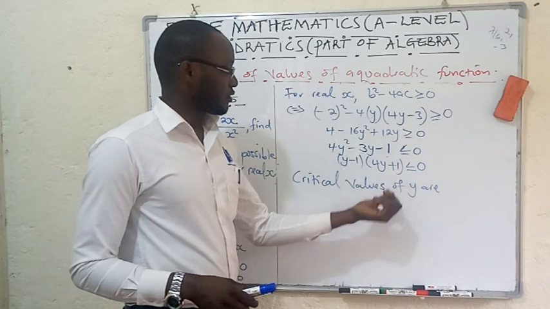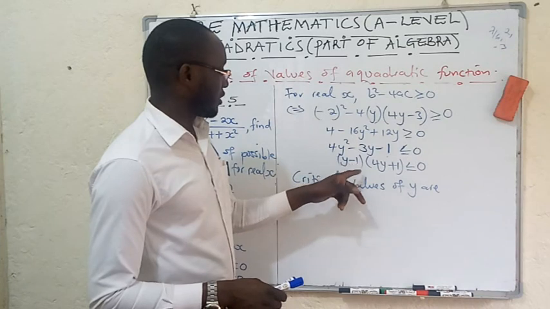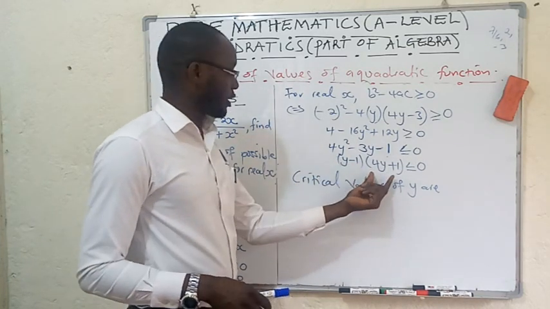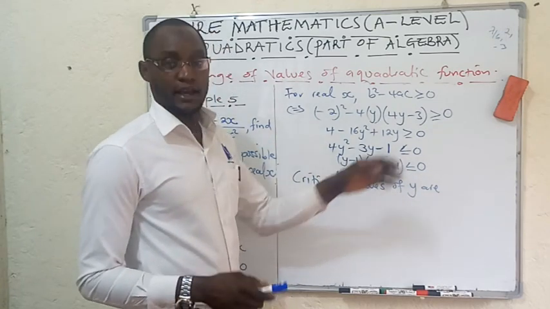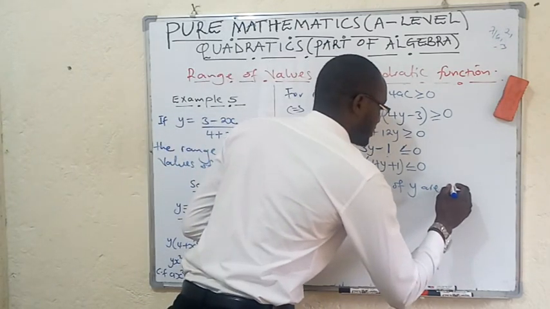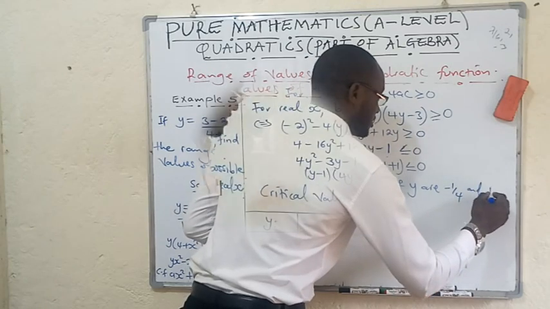So if it is equivalent to 0, the value of y you get becomes the critical value. So when we equate y minus 1 is equal to 0, we shall get y as 1, which is positive. And when we equate 4y plus 1 to 0, we shall get y as negative a quarter. So we start with the smallest: negative a quarter and positive 1.